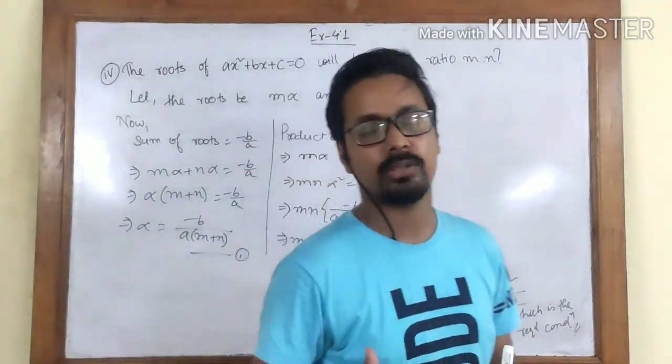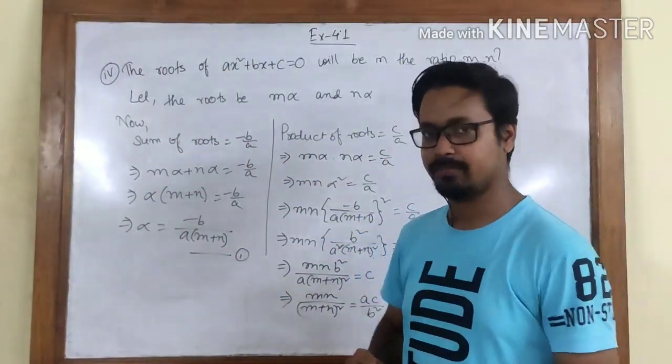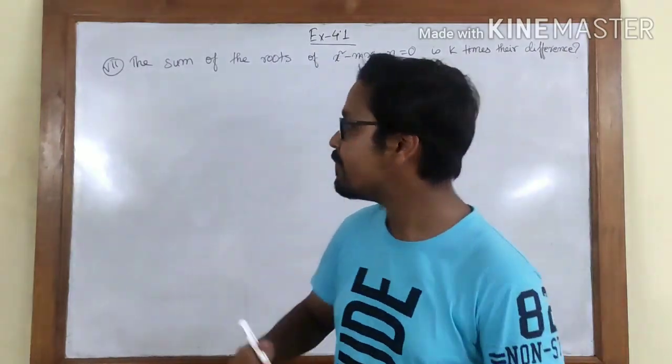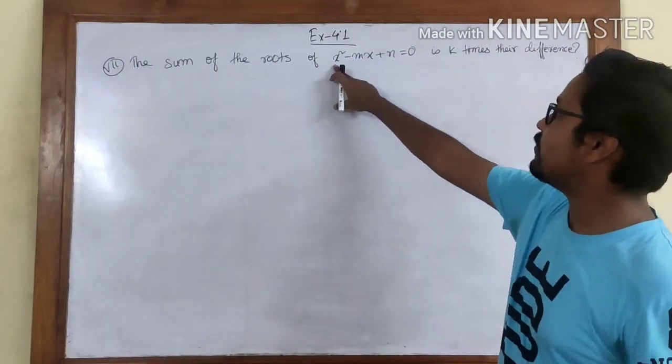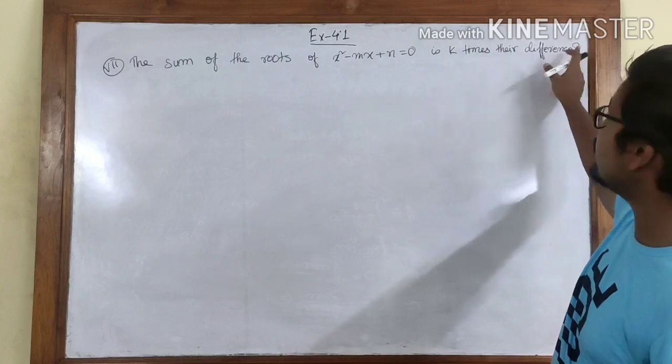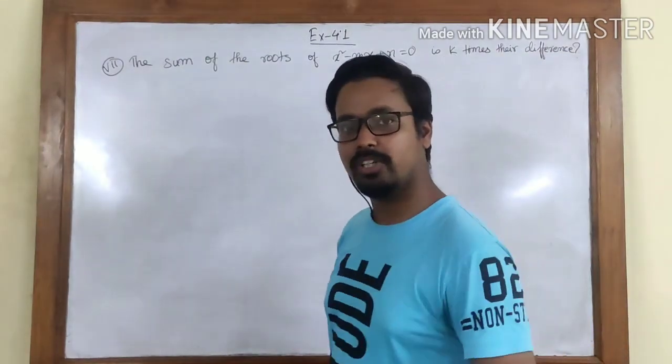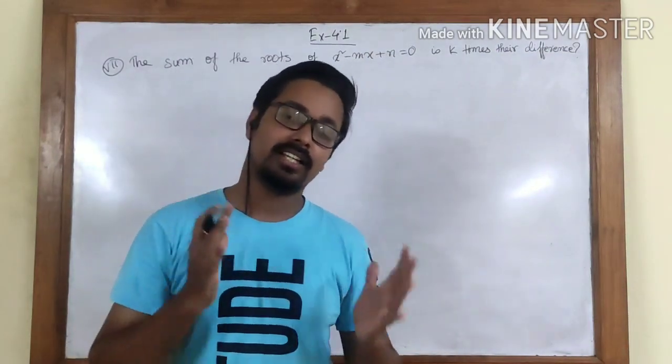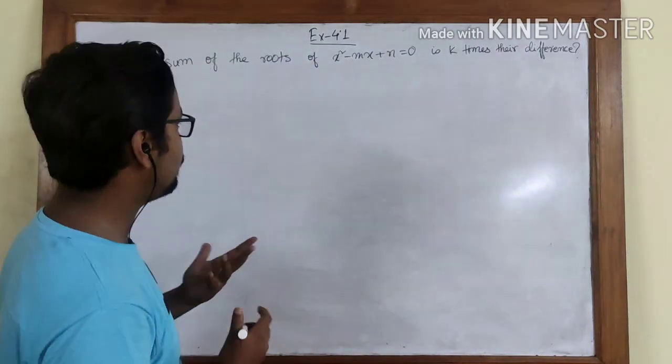Now let's move on to question number 7, the last of question number 5. In this question we have the sum of the roots of x square minus mx plus n equal to 0 is k times their difference. So the sum of the roots is k times the difference of the roots. So let's see what we do.